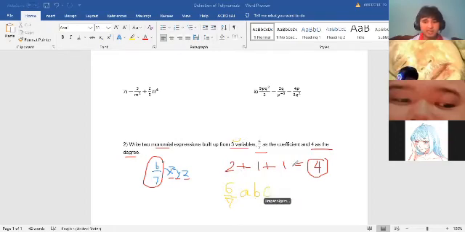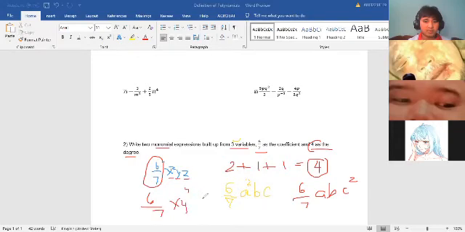That's A, B, C. And then you need 4 as the degree. All right. So you can have 6/7 A squared BC, or you can also have 6/7 AB C squared. That's okay. Or maybe you can have 6/7 X Y squared Z. As long as there's 6/7 here, and then three variables, and then the exponents 1 plus 2 plus 1, or 1 plus 1 plus 2, or 2 plus 1 plus 1 will give you 4th degree.